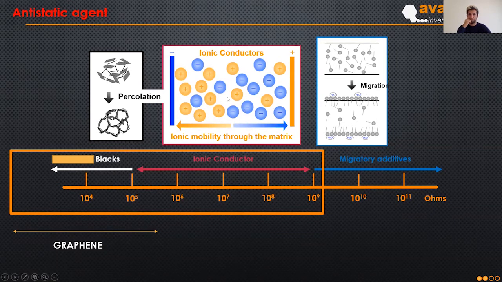The other one is the ionic conductor. The idea is to dissolve a cation or an anion inside of your polymer. The movement of this cation or this anion inside of your polymer generates enough conductivity to be in the antistatic range. And the last one is the percolation system. A percolation system is an electronic conductor. Directly, we move the electron in the sample.